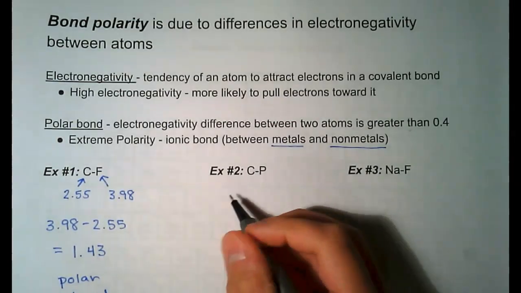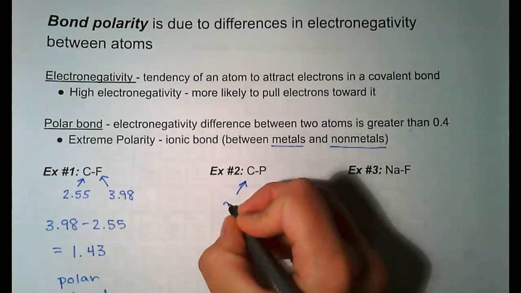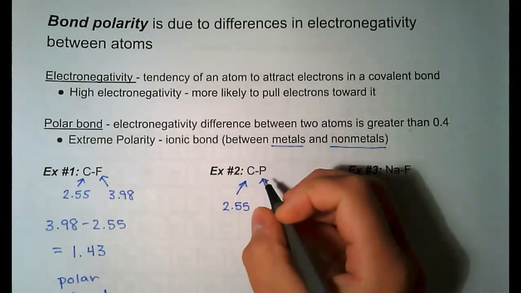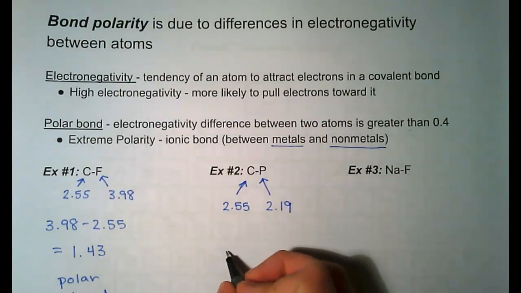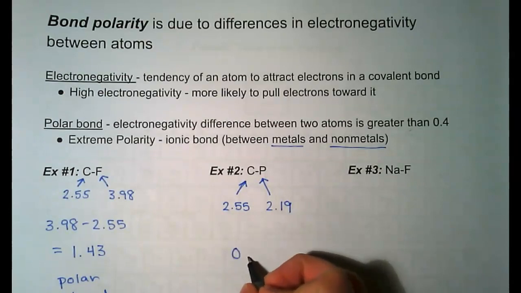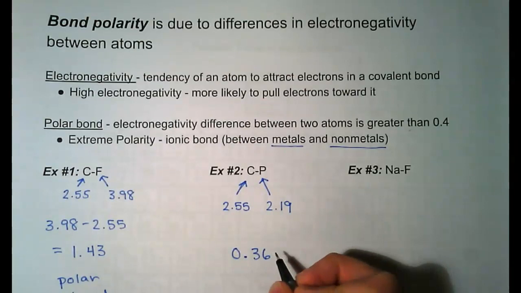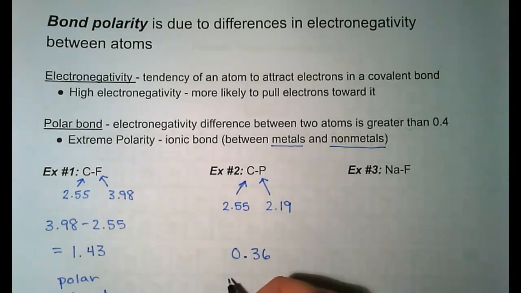Next up, we have carbon and phosphorus. So carbon still has an electronegativity of 2.55, and phosphorus has an electronegativity of 2.19. So the difference between these is only 0.36. So that's less than 0.4, which means that we classify this bond as nonpolar.